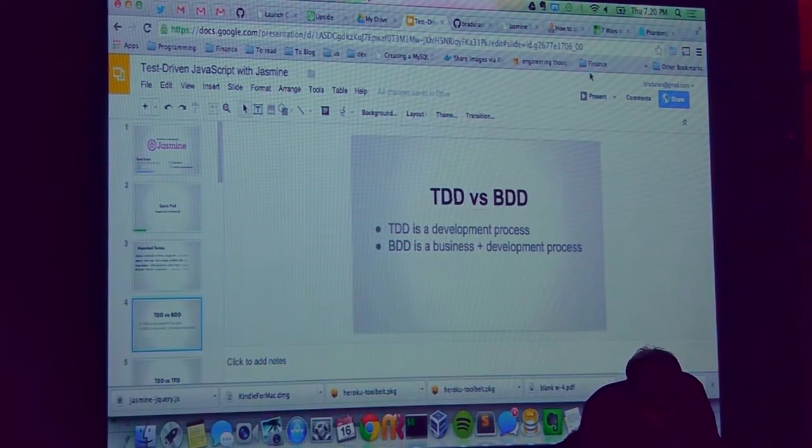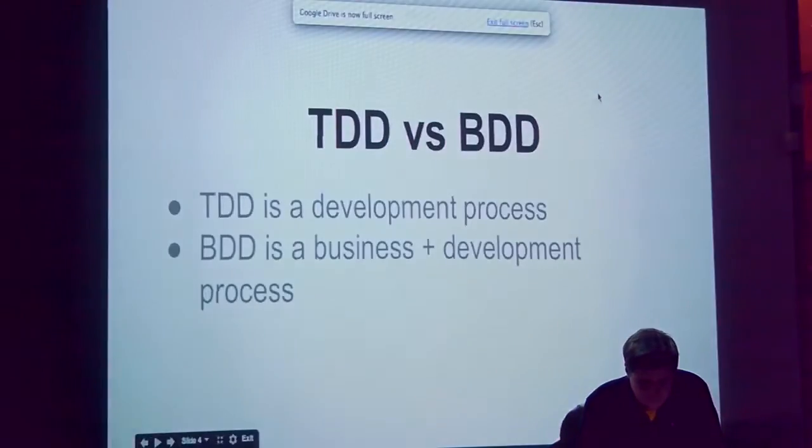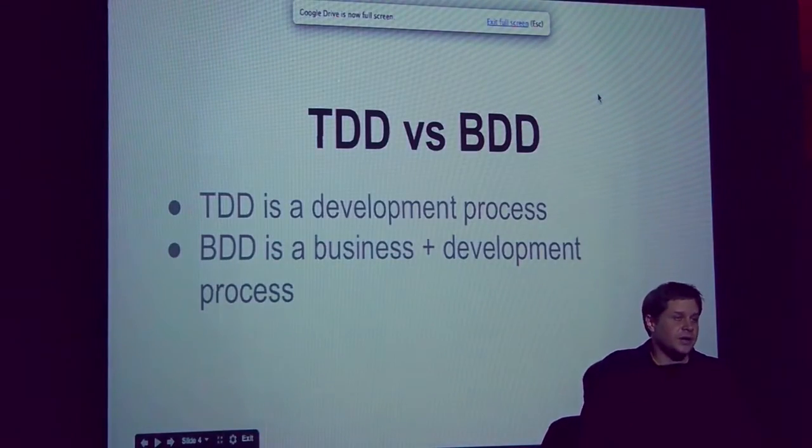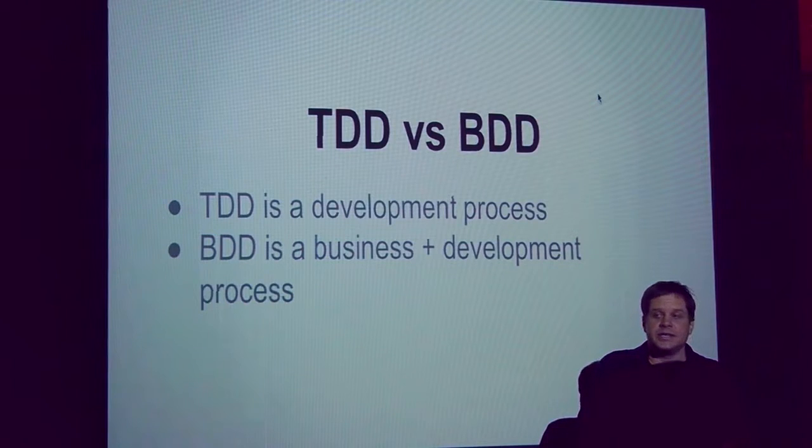TDD, test-driven development, is a process. It describes the process of developing code by writing unit tests first. It goes something like this. I am going to implement a feature, and I start thinking, as simple as possible, what functions do I need? I start bottom up. What are the simplest nuts and bolts?